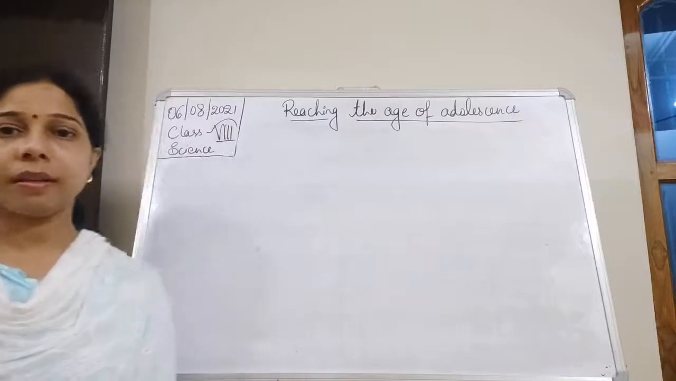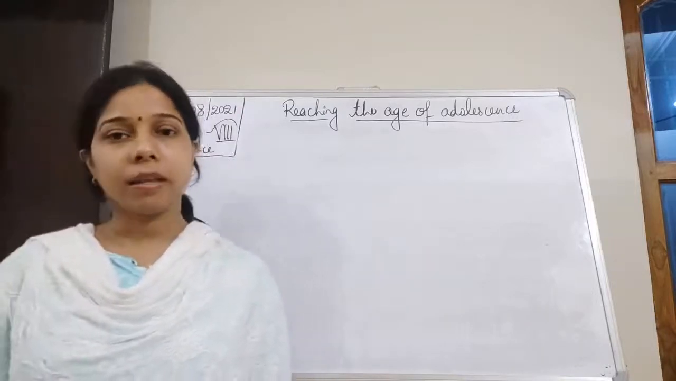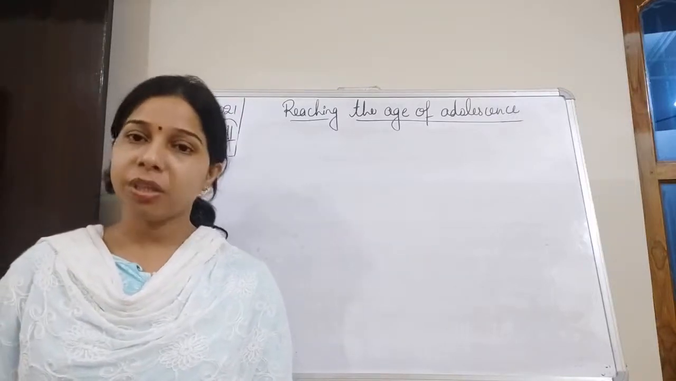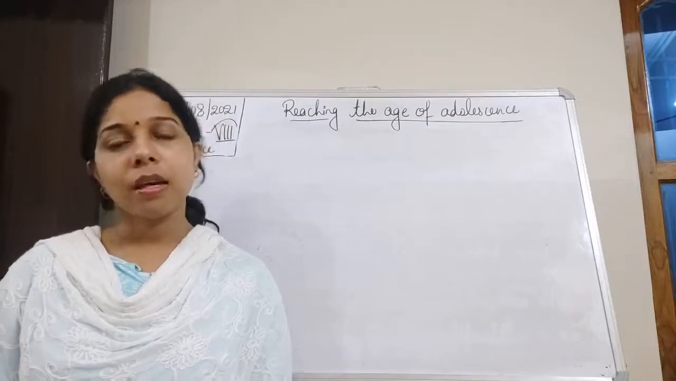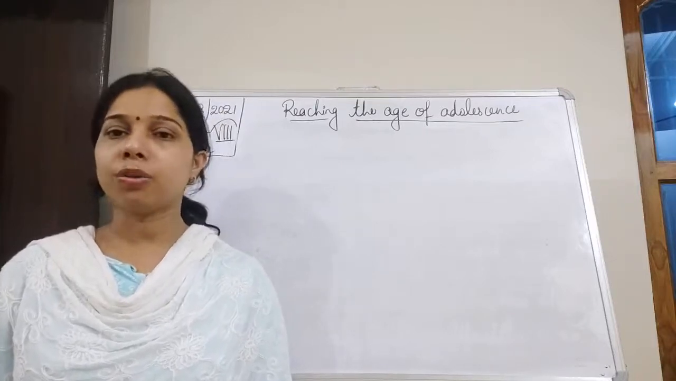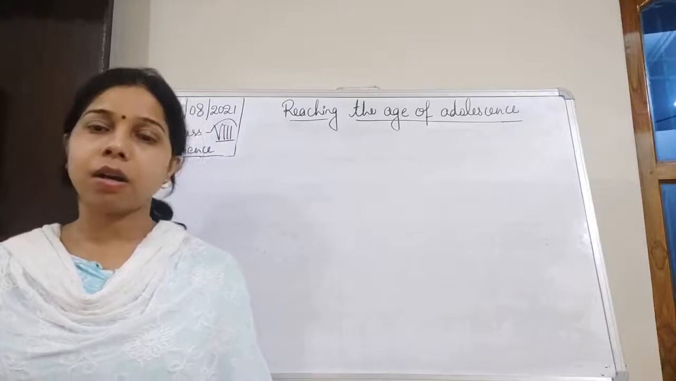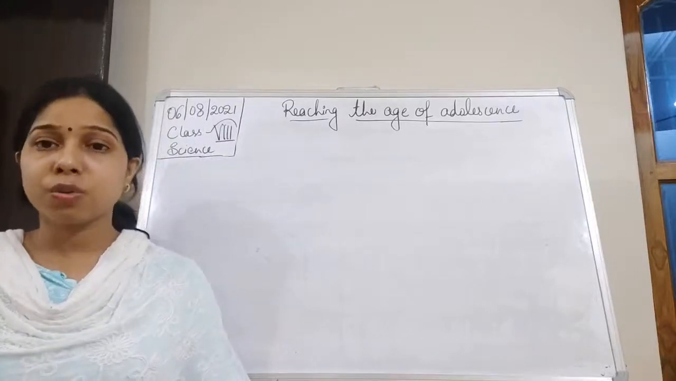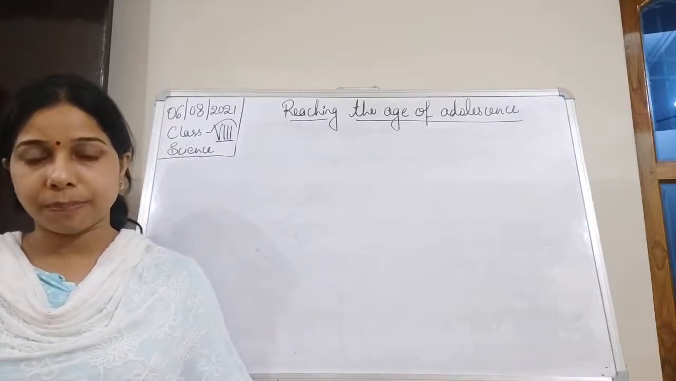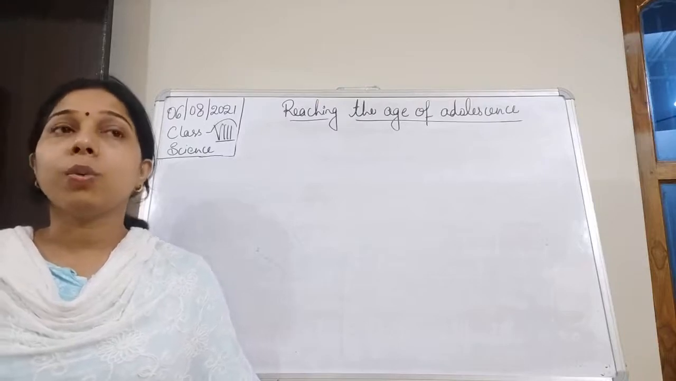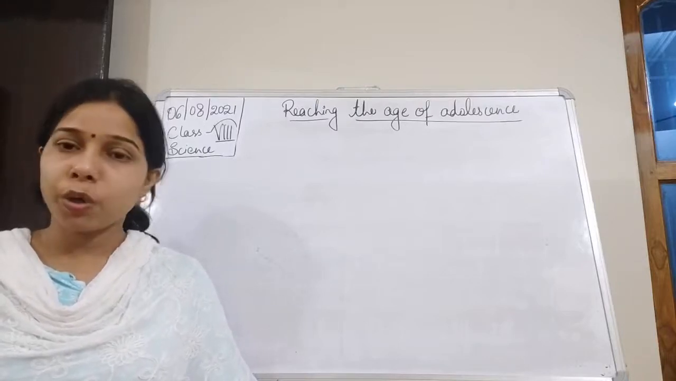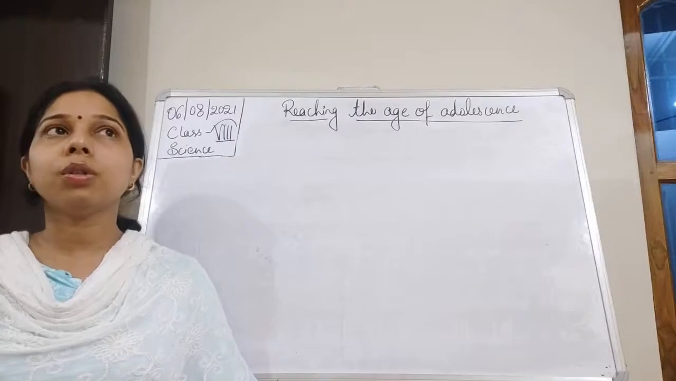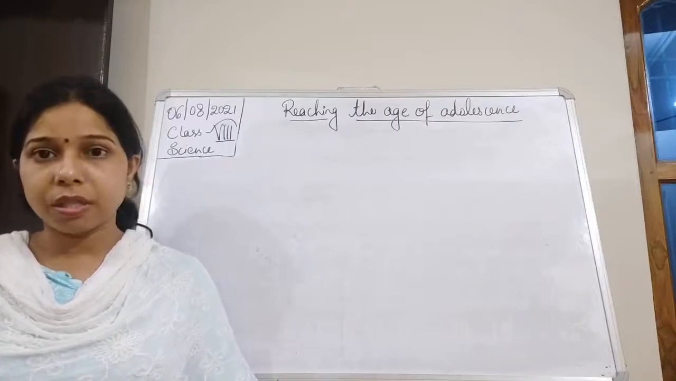So students, in the previous class, in the chapter on reaching the age of adolescence, we were talking about the changes that occur when a person reaches the age of adolescence. Here, students, we have understood the term adolescence, and we have understood the meaning of puberty.